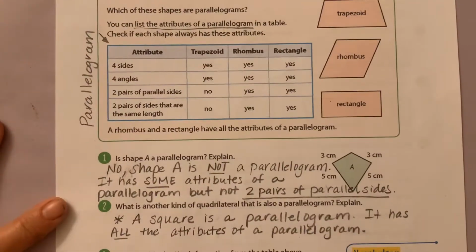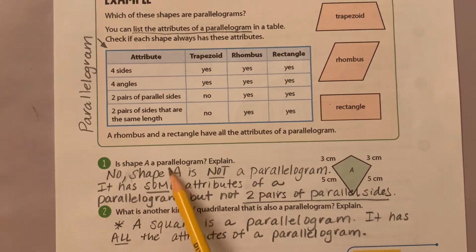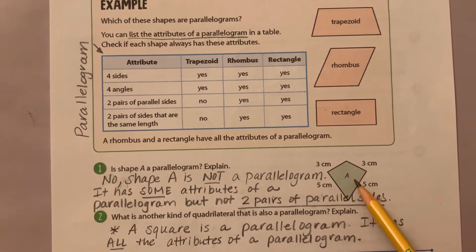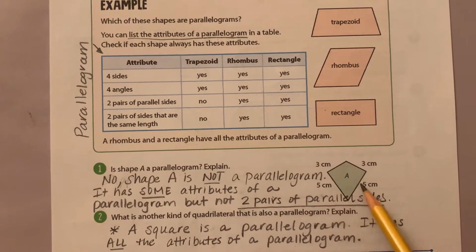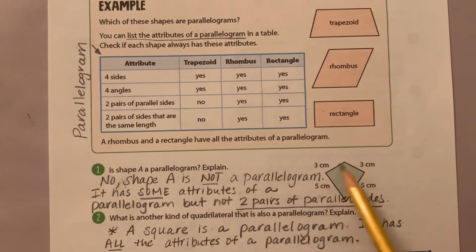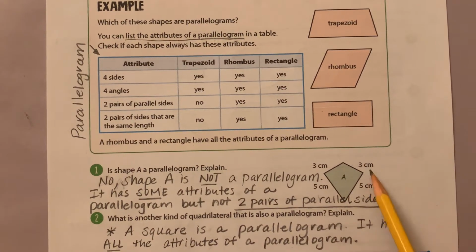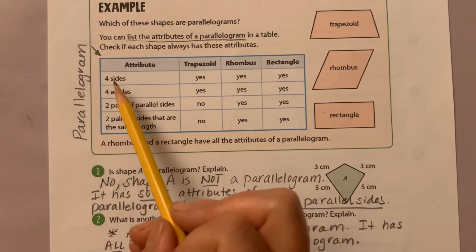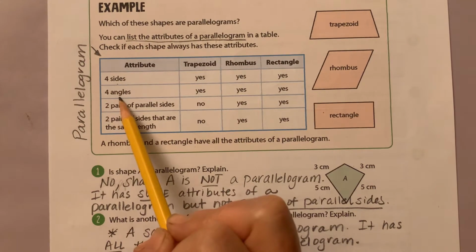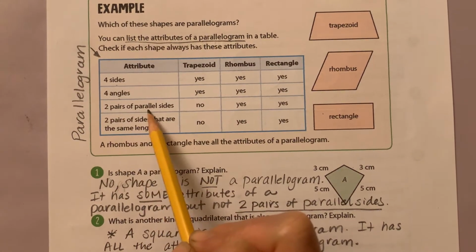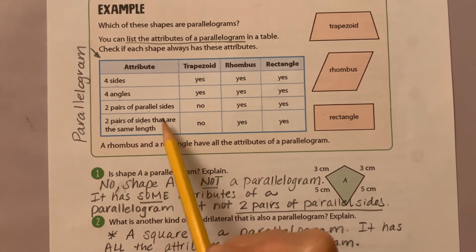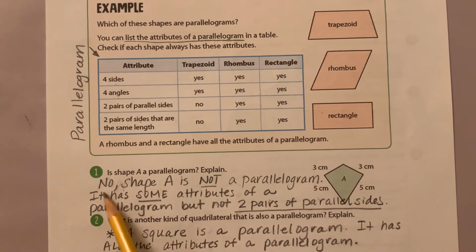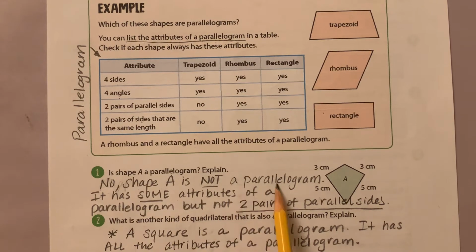Okay, in number 1, is shape A a parallelogram? Let's look at our shape A. What are some things that you notice? They have two sides the same length and two sides the same length, but does it meet the requirements of a parallelogram? Remember, a parallelogram has to have 4 sides, 4 angles, 2 pairs of parallel sides, and 2 pairs of sides that are the same length. So this is not a parallelogram. No, shape A is not a parallelogram.